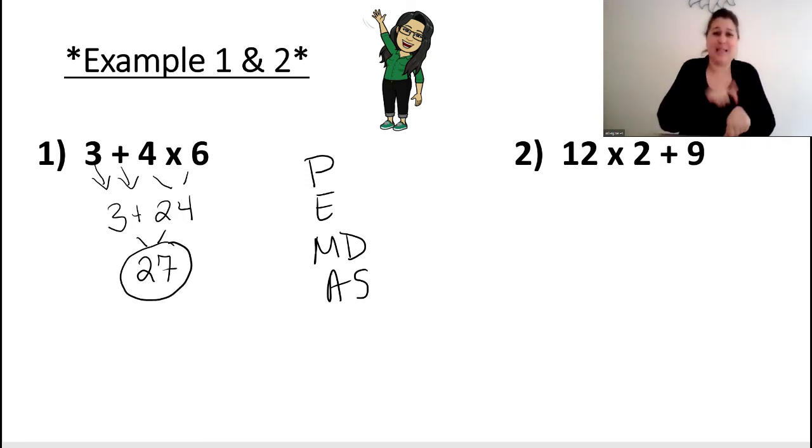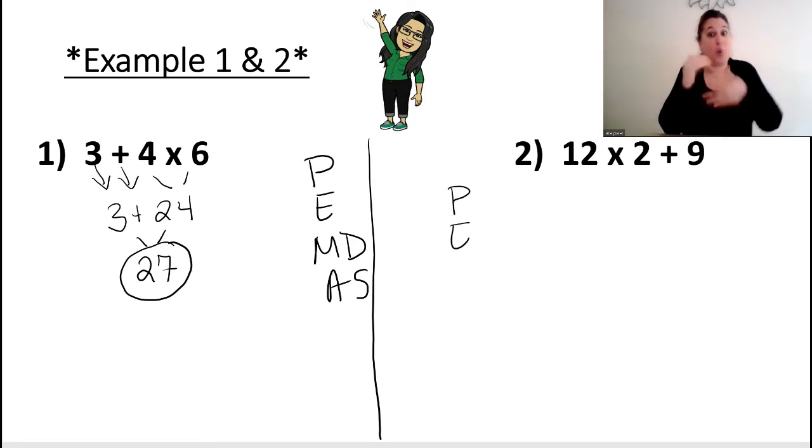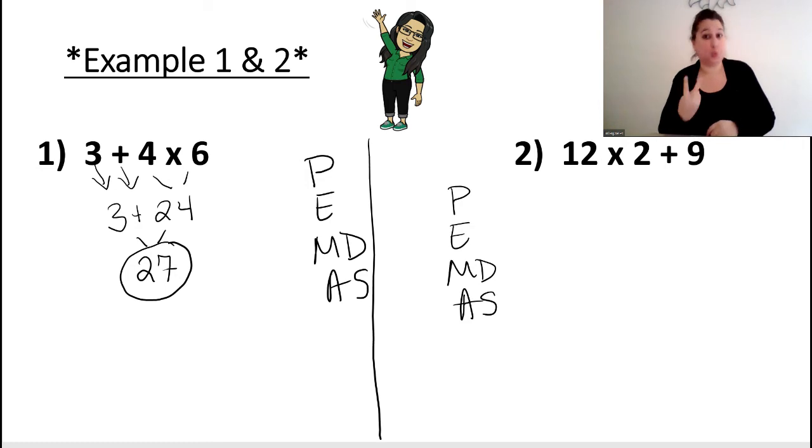Every time you do a problem, you should be writing PEMDAS down. It will help you remember that order. So let's look at the next one. 12 times 2 plus 9. Let's write down PEMDAS so we remember. Remember, every time for each problem, you should be writing down PEMDAS. All right, our thinking should be like this. Do we see any parentheses? Nope. So I can move on to the next one.